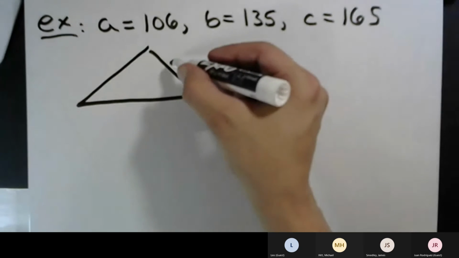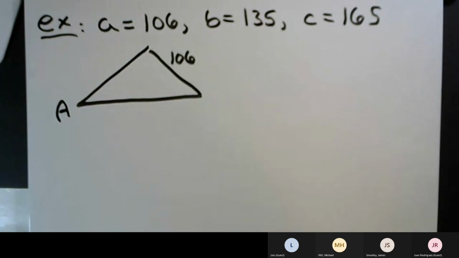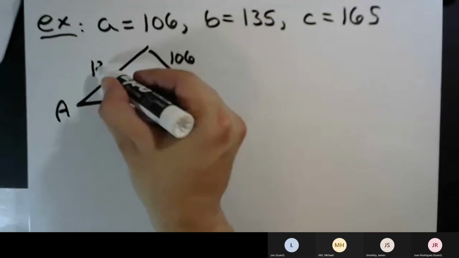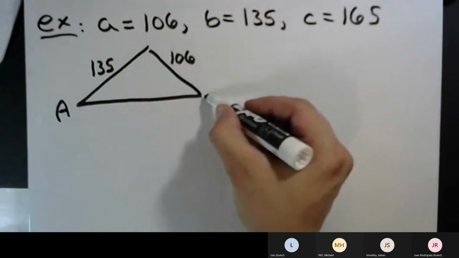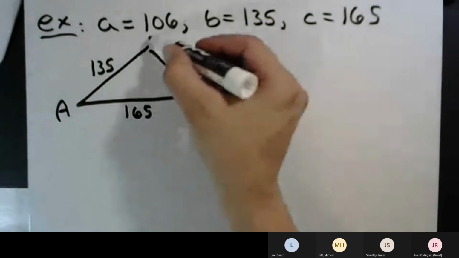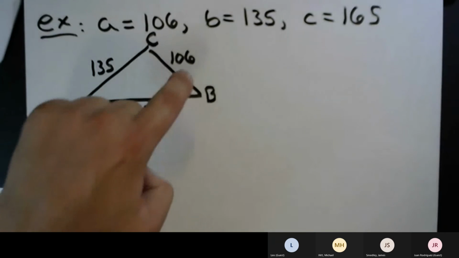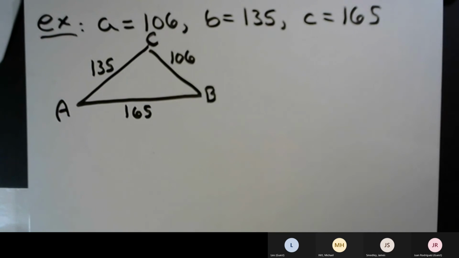So A is the shortest side, so I'll call this A. So that side A opposite needs to be angle A. And then let's see, the next longest is side B, that's going to be this side. So opposite side B will be angle B. And there we go, longest side is side C. Opposite will be angle C. So let's find angle C first. We have the sides in this case. We need to find the angles. So let's find angle C first.